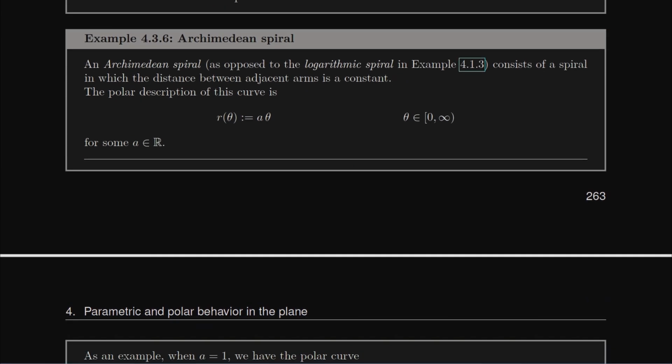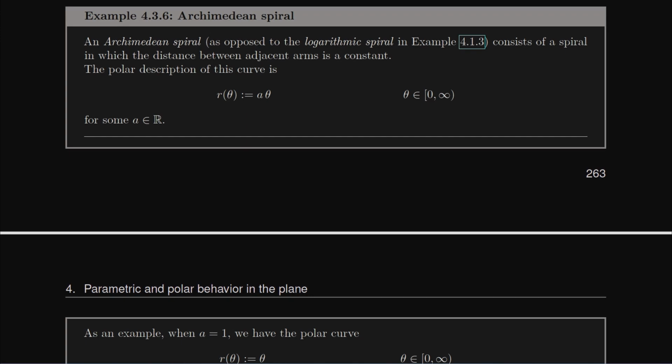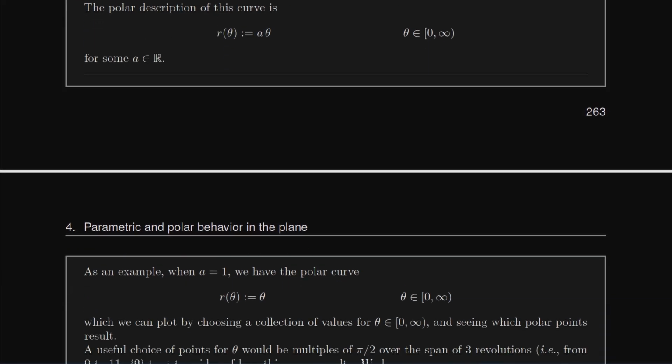Another polar curve is the Archimedean spiral. This is as opposed to the logarithmic spiral, which we already saw in a previous example. This is going to be a spiral where the distance between adjacent arms remains constant. And the way that you can describe these in polar is with the function r of theta is some constant multiple of theta. Of course, that multiple is going to describe the distance between the arms.